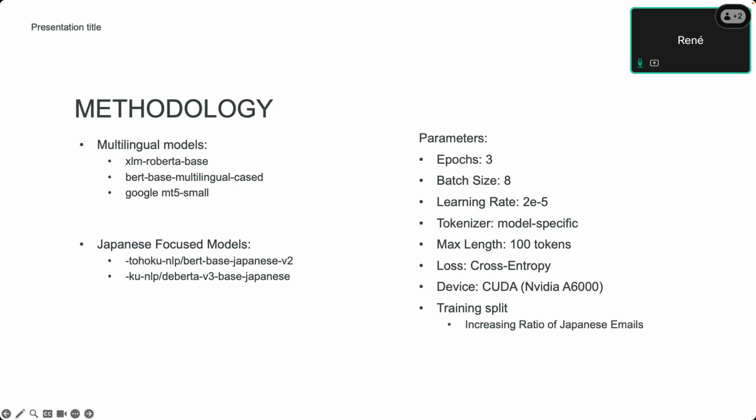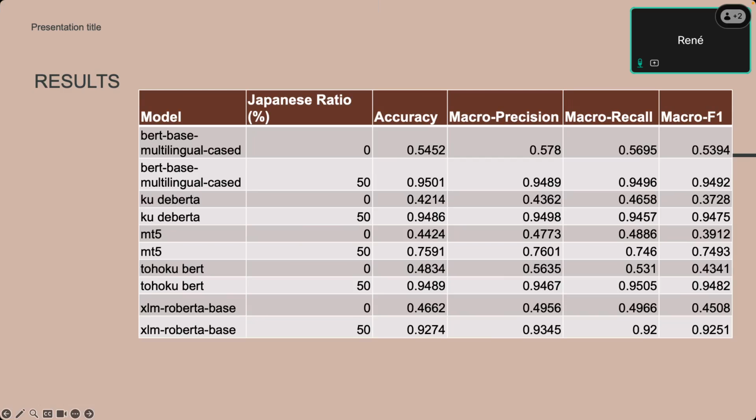Here are the parameters, a little bit of a summary of the methodology. As you can see, we have 3 multilingual models, and we have 2 Japanese-focused models. We train them all for 3 epochs, and we use a different tokenizer for the Japanese ones because they need to use MeCab. What did we get from this?